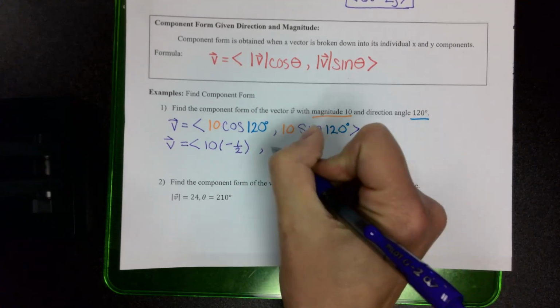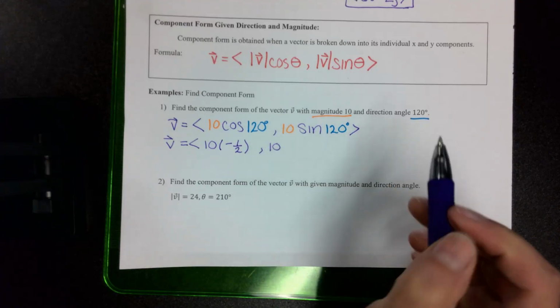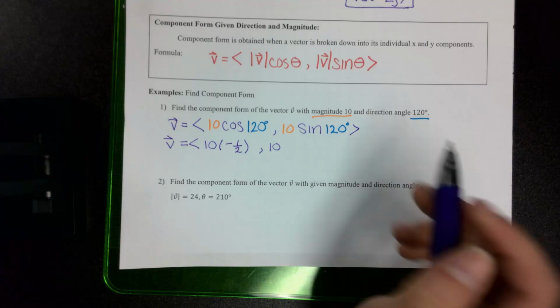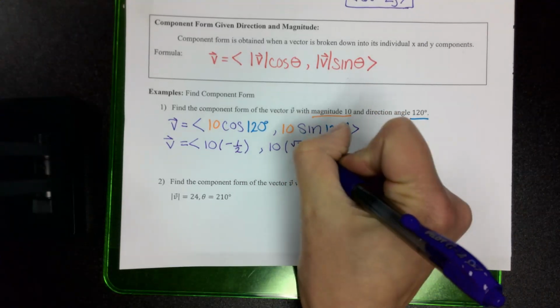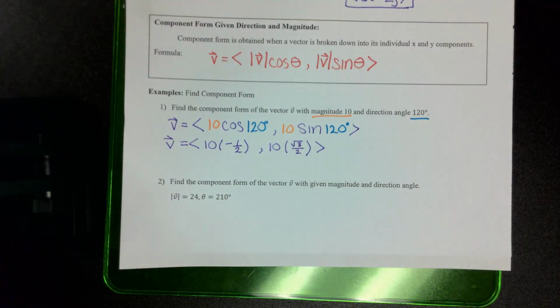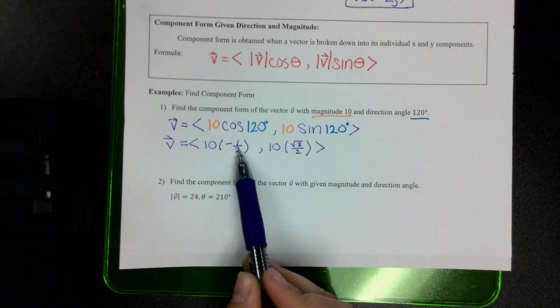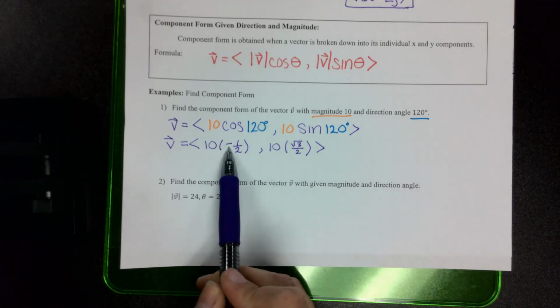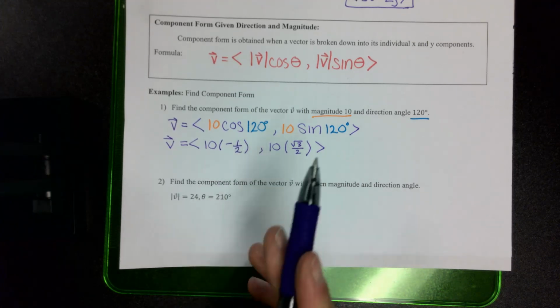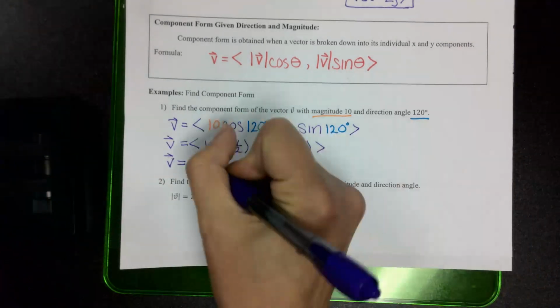Comma, 10 times the sine of 120 degrees. Again, reference the unit circle: sine of 120 degrees is square root 3 over 2. Okay, so we simplified it down, we got rid of the trig functions, we just have values there. Now we can simplify because we have 10 times negative half. Negative times a positive is negative, so I have negative half of 10. Half of 10 is 5. So vector v equals negative 5.